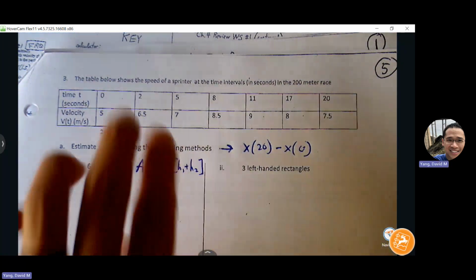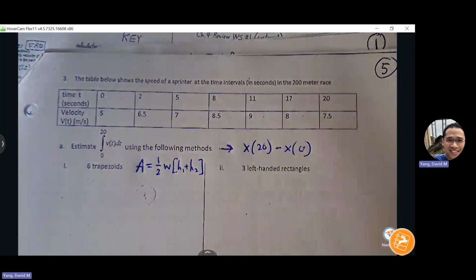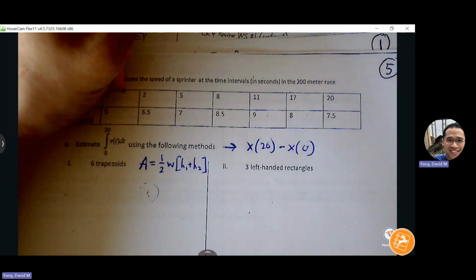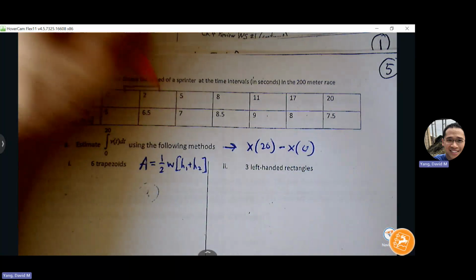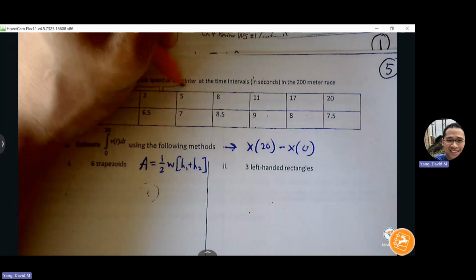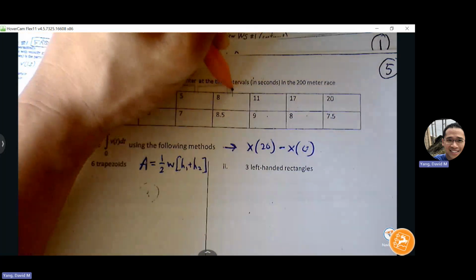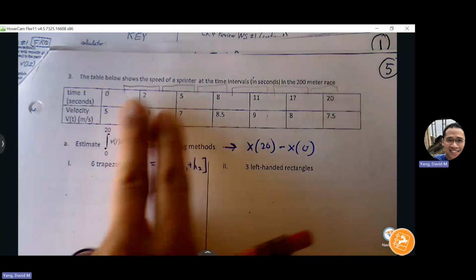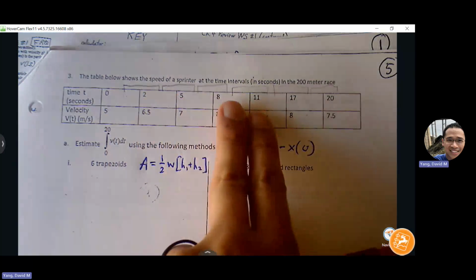6 trapezoids, so we want to be able to split these intervals into 6 subintervals. Remember, when you do subintervals, you're always going from the middle of one ordered pair to the middle of the second ordered pair. So, and they're always going to overlap. Hopefully we can get to 6 here. 3, 4, 5, 6. So that's 1 subinterval, 2nd, 3rd, 4th, 5th, 6th.